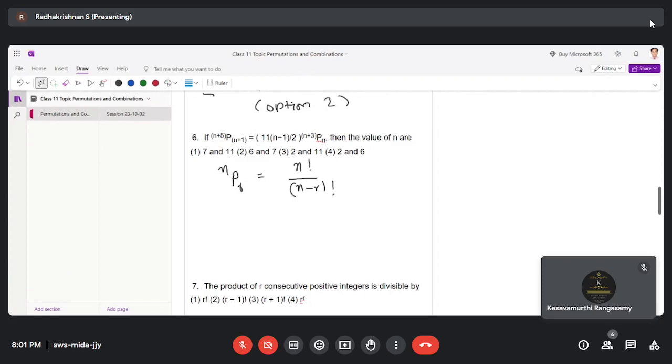Sir, n equal to 6 and 7, sir. Option 2. Okay. What did you get, Santana Mariraj? Akshaya, did you check? Sir, doing, sir. Sir, option 2, 6 and 7. We are also getting option 2. Okay.